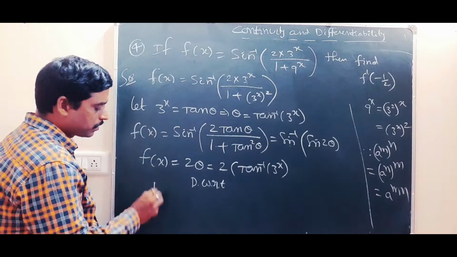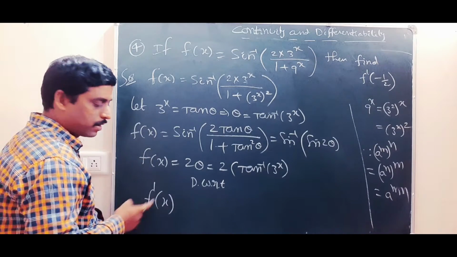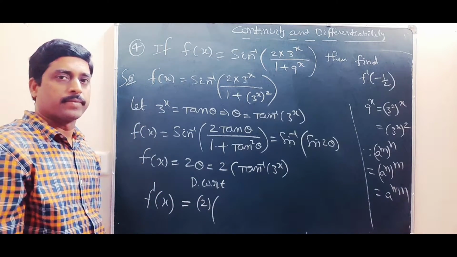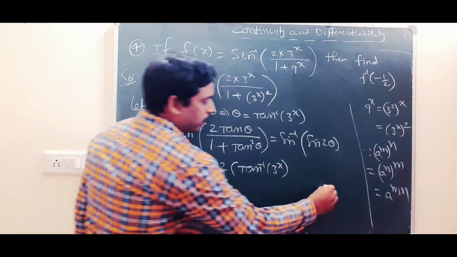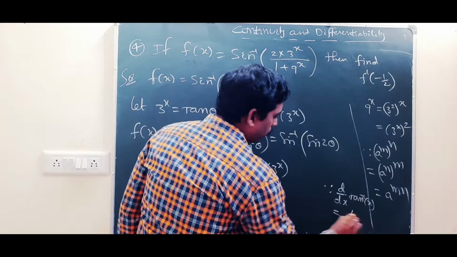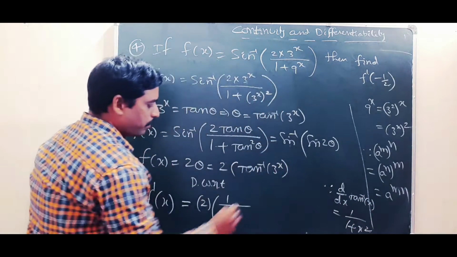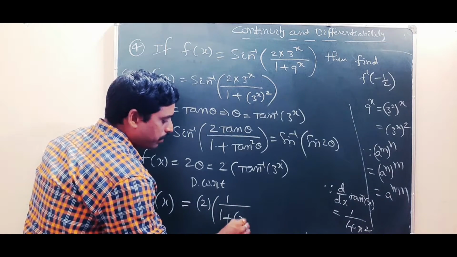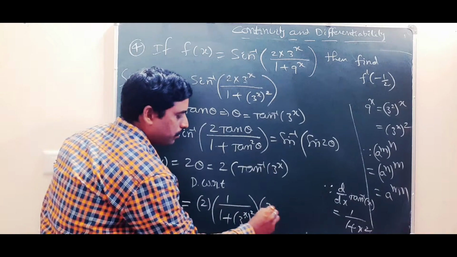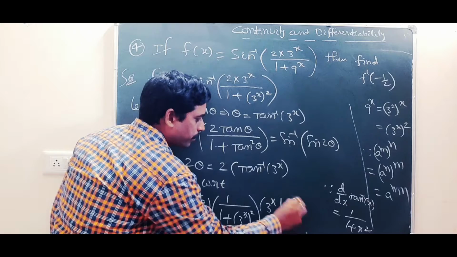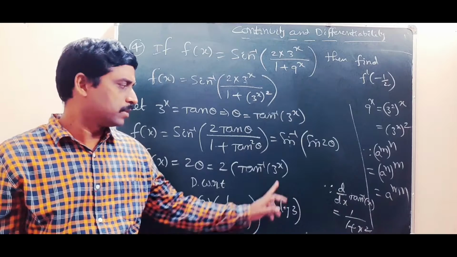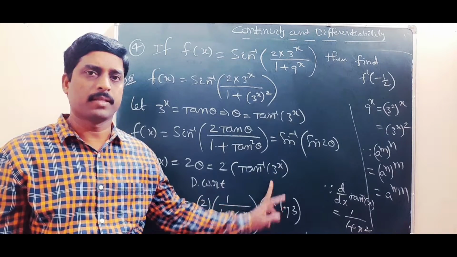So now differentiation on both sides. Differentiation of f of x, we get f dash x: 2 constant, differentiation of tan inverse of 3 to the power x. We have derivative of tan inverse x as 1 by 1 plus x square. It will be 1 by 1 plus 3 to the power x whole square into differentiation of 3 to the power x by using chain rule, 3 to the power x into log 3. We have differentiation of a to the power x is a to the power x into log a.